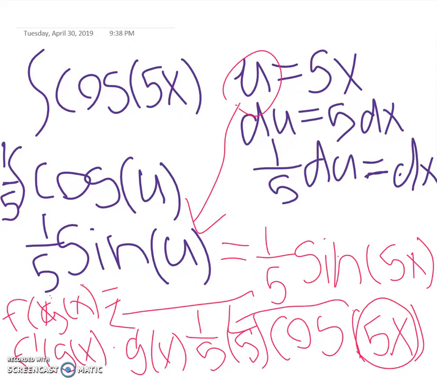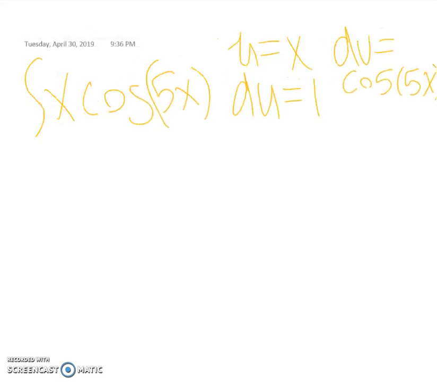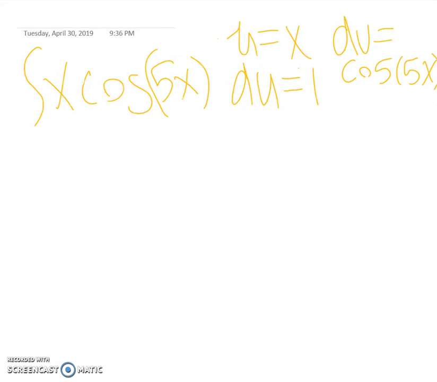So now we're going to go back to that problem since I've explained u sub to you. So we have the u, the du, and we got our v as v equals 1/5 sine of 5x.